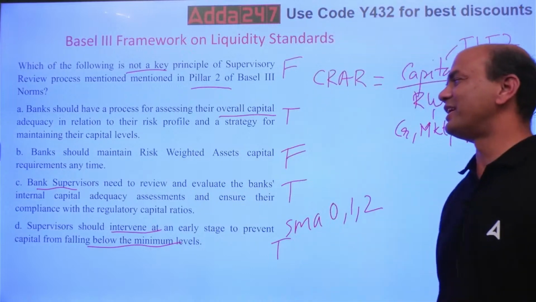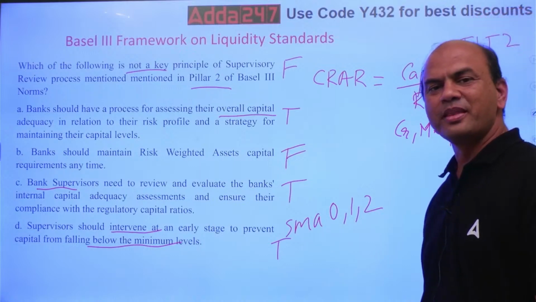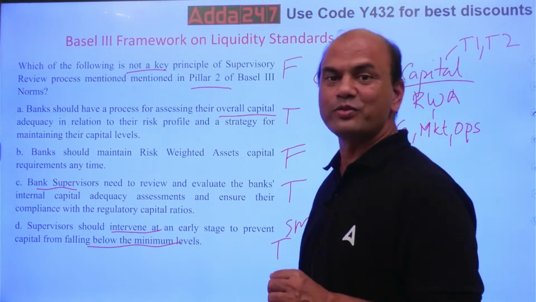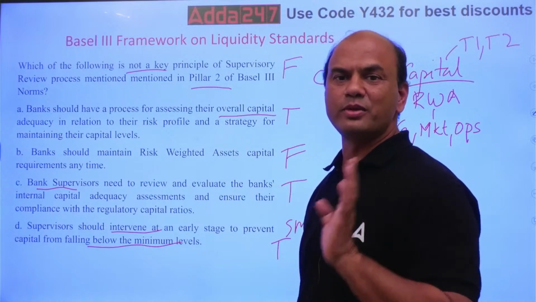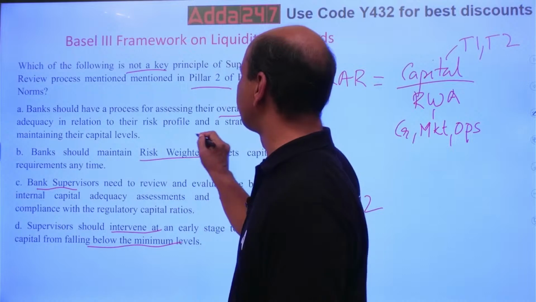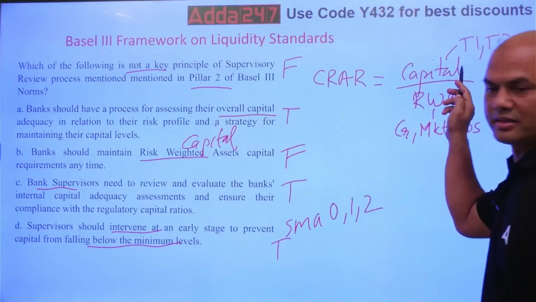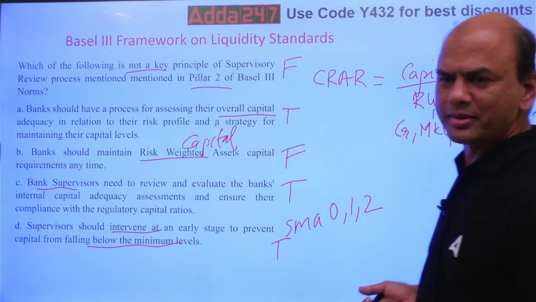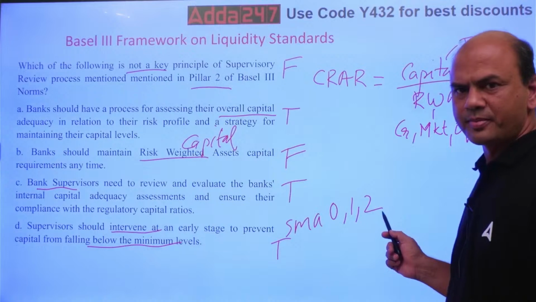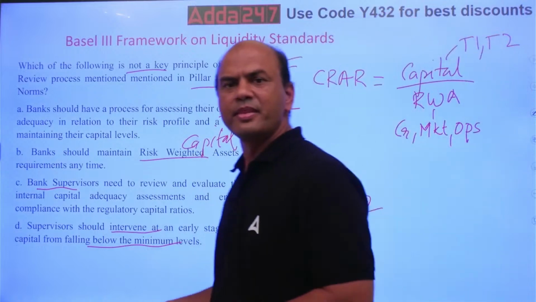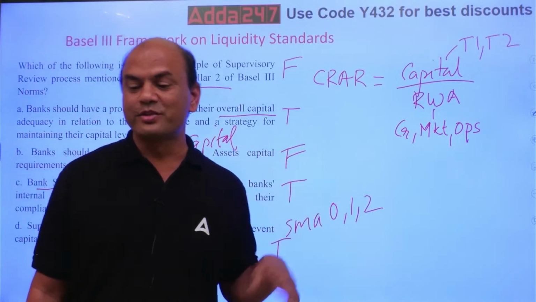Okay. Bank should maintain RWA as asset capital requirements at any time. The requirement is for CRAR, not for RWA. The more RWA you have, the more problematic you are. Bank should maintain the necessary capital. Bank's job is to maintain the capital. Okay, this part, capital. RWAs will automatically happen. Your NPAs will be there. If RBI is intervening constantly at the early stage, SMA 0, 1, 2, then definitely this RWA will be maintained. Okay? So this is false.